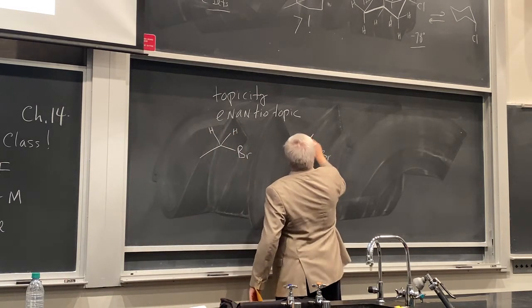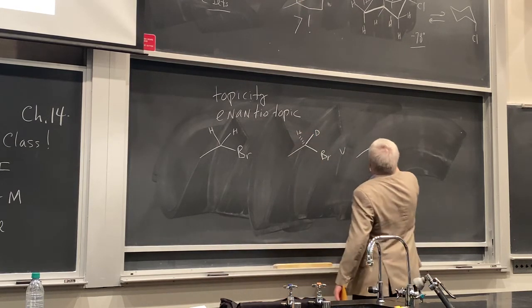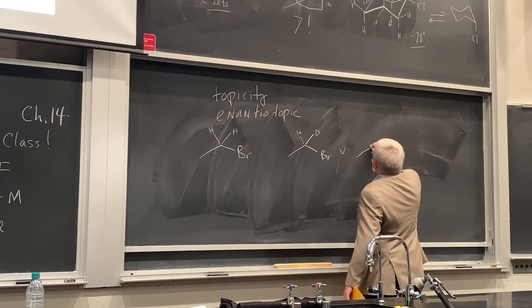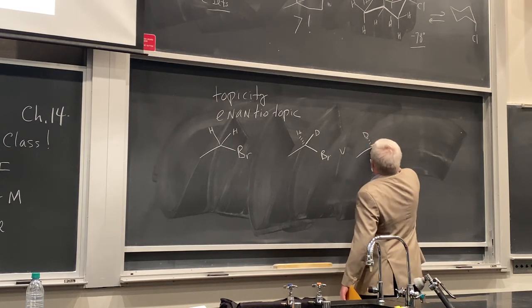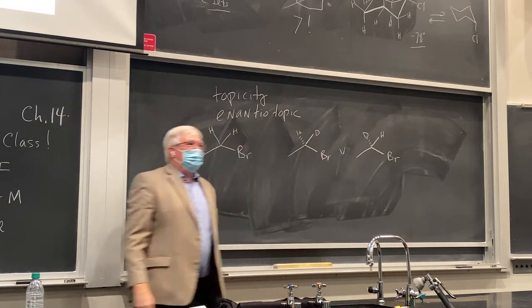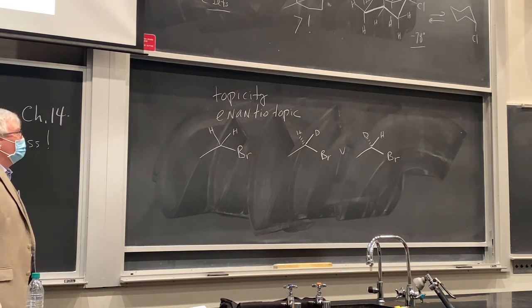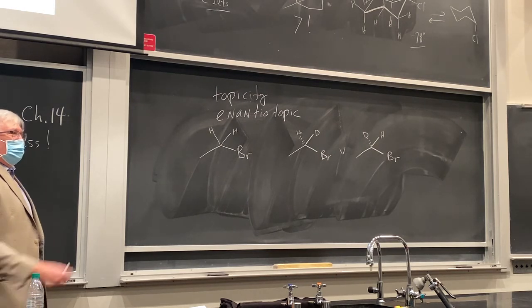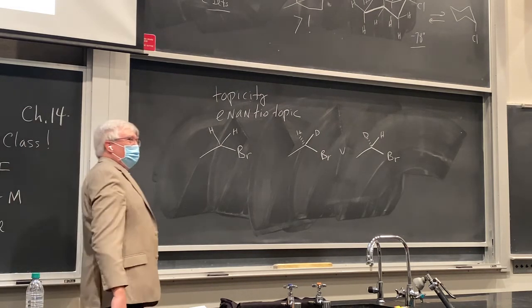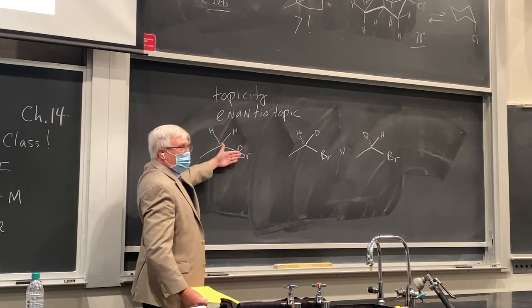Bromine, deuterium in the front, hydrogen, versus deuterium in the back, hydrogen in the front. Are those the same molecule now? What's the relationship between those two molecules? We don't have that rotational symmetry anymore, do we? We have this mirror plane relationship here.